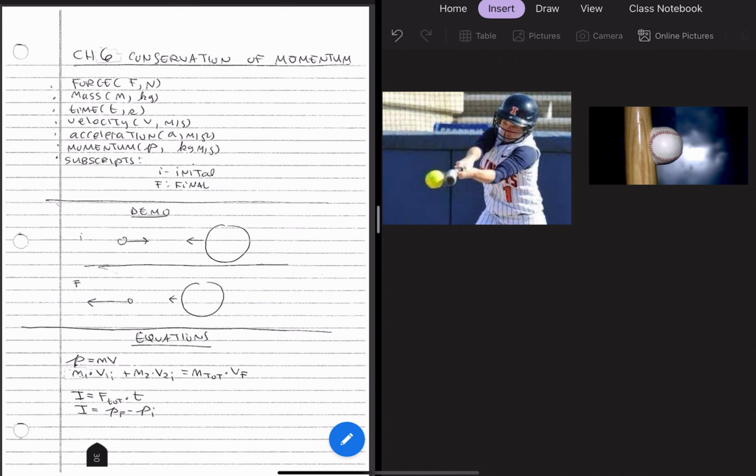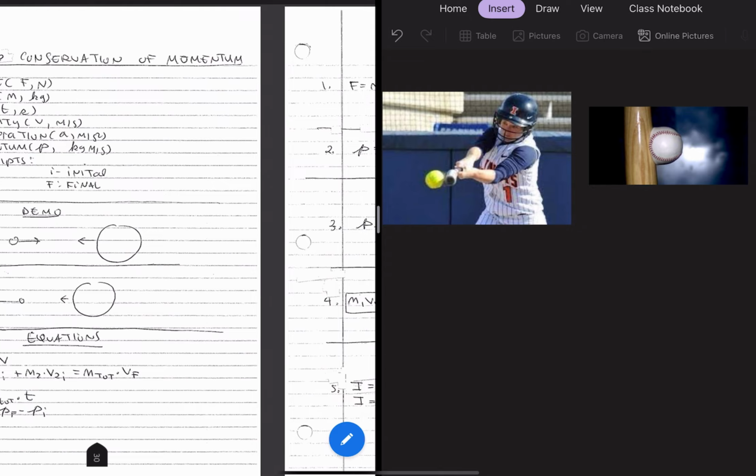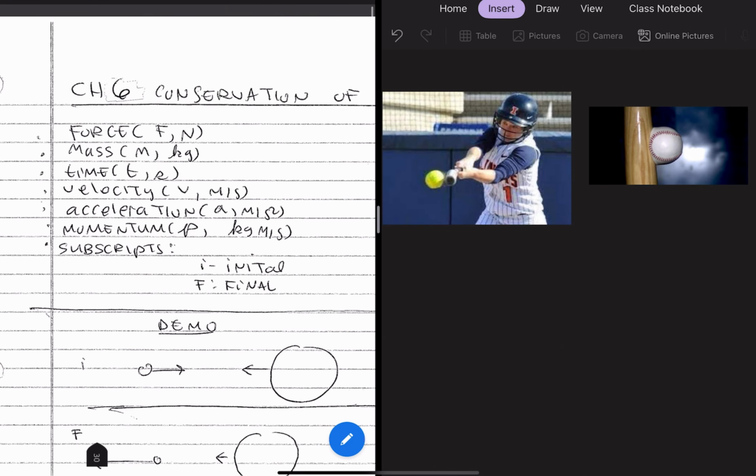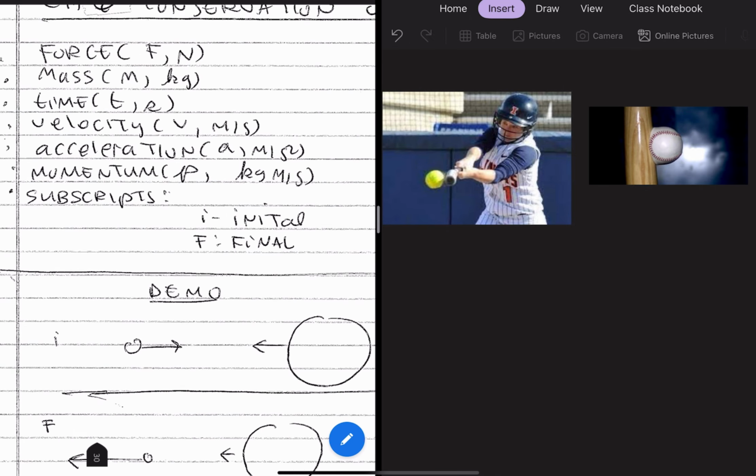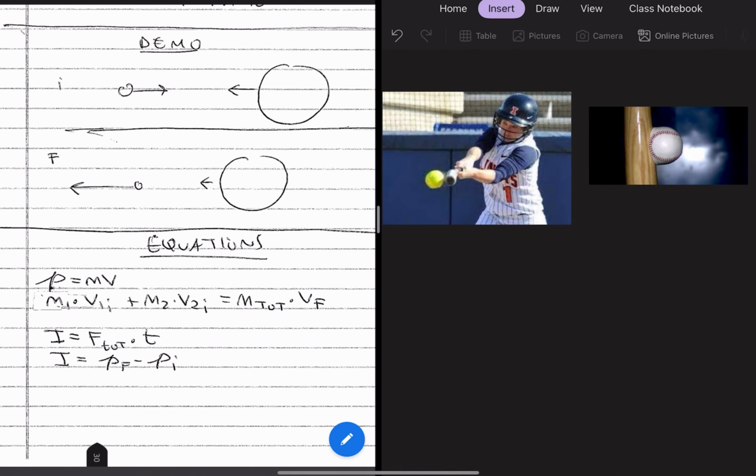Hey everybody, now we're going to begin the lecture for chapter 6, which is on conservation of momentum, and this is a process that's used to describe collisions. So here are your variables that we'll be looking at, and the set of formulas that you'll be looking at.